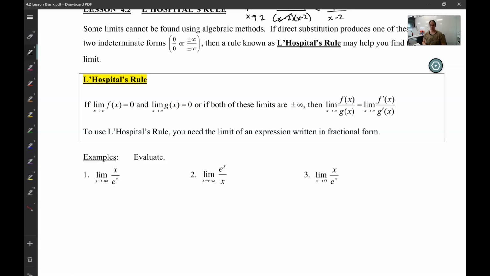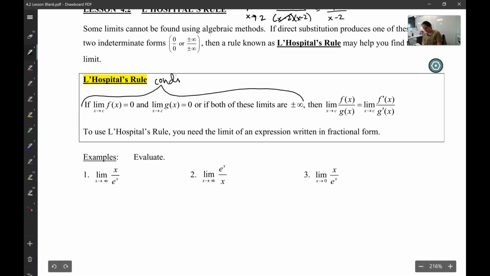Basically, this is what L'Hopital's rule says. And keep in mind, there are conditions. So just like we've talked about in the past, if you have a theorem that has conditions, you must prove the conditions are met before you use it. So here are your conditions. Right there, the if part of the statement.